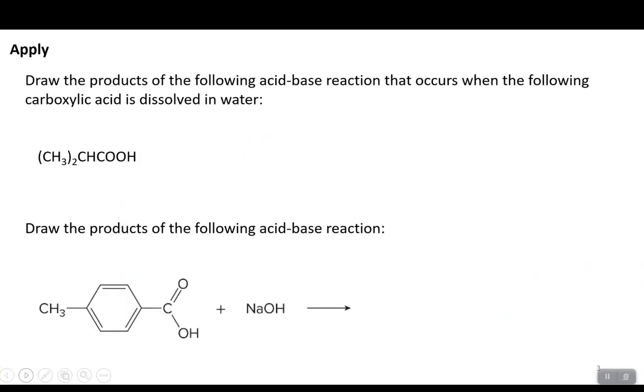All right. Let's do some examples. Here we want to draw the products of the following acid-base reaction that occurs when the following carboxylic acid is dissolved in water. So I know that one of my reactants is going to be water.